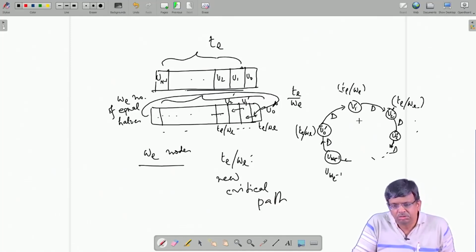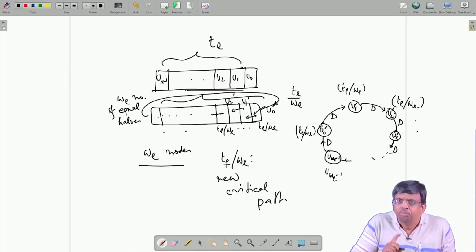So it's optimum use of the total available delays, and under that, per node I have TL by WL amount of time. So the critical path is TL by WL. My claim is this is the best that can be done. Now you can say, why do you say so?